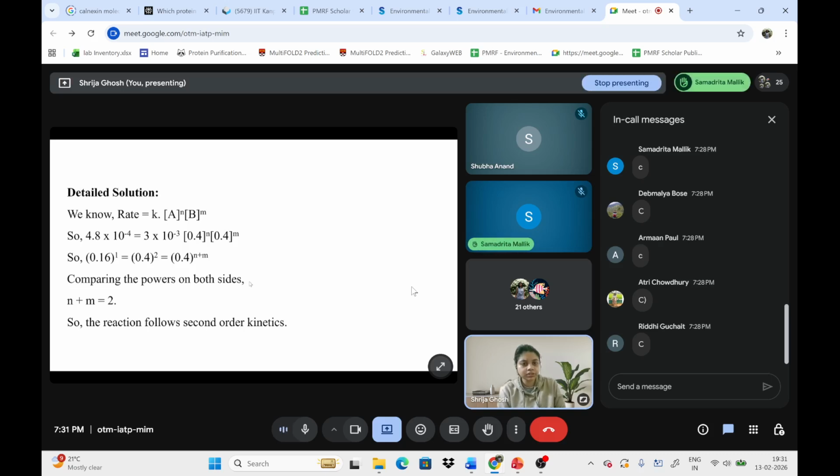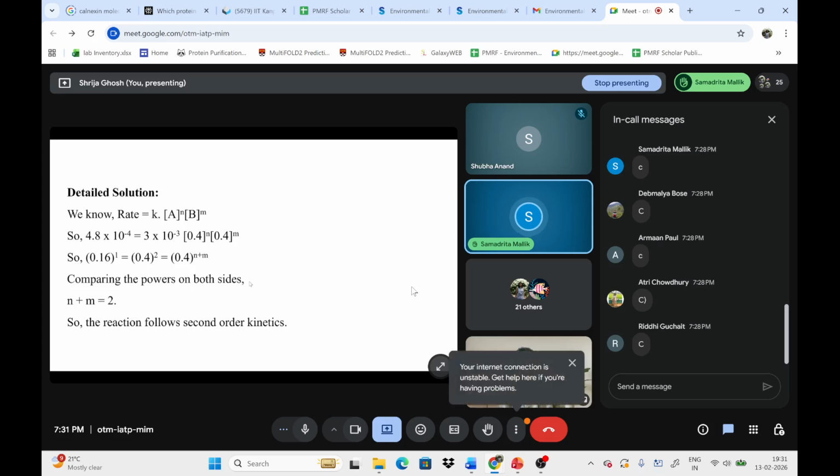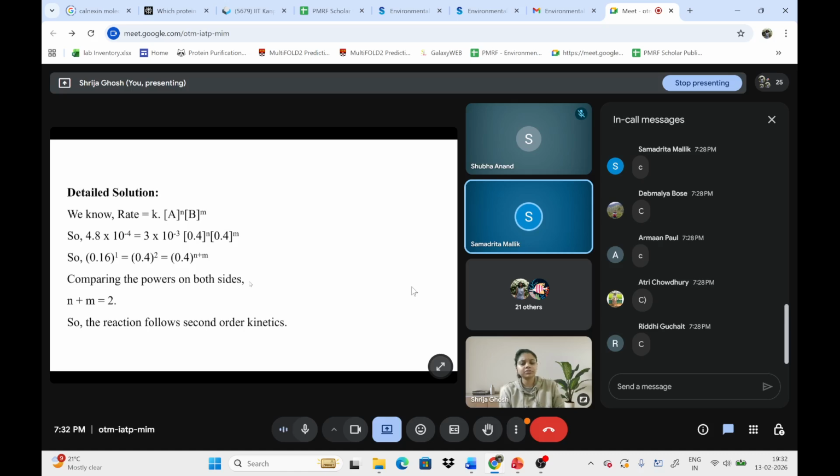Yeah, Samajita, you are raising your hand. Yes, ma'am. In the previous question, you said that radioactive disintegration is first order kinetics. Is it applicable for any sort of radioactive disintegration? No, no, no. Mostly radioactive disintegration follows first order kinetics. That's a different principle. But in those questions, if it follows some other order, it will be given in the question, like if it is a second order reaction, a third order reaction, something like that.